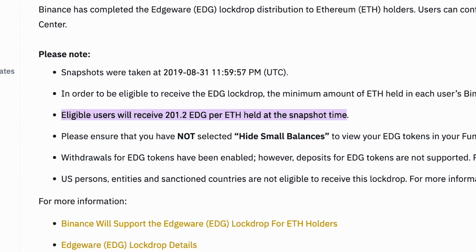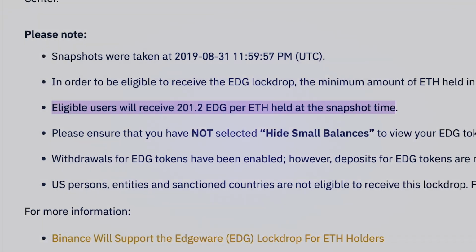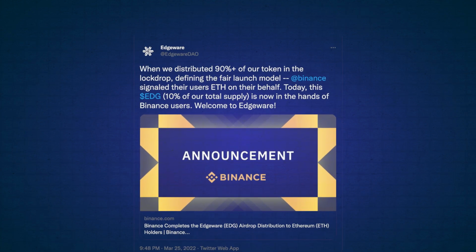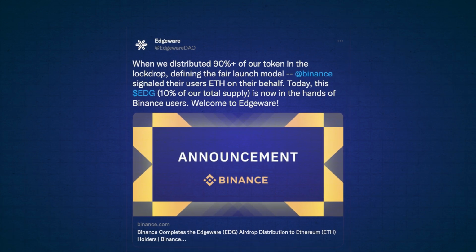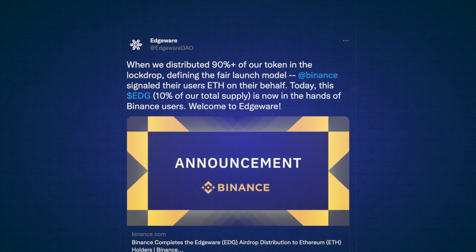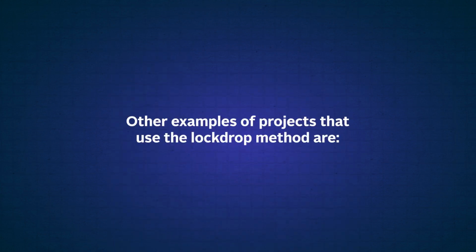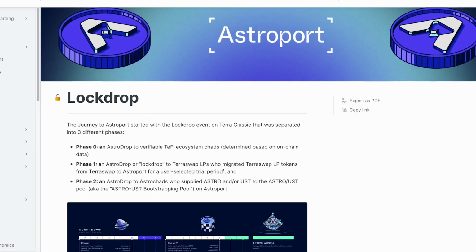Edgeware Lockdropped 201.2 Edge per ETH to Ethereum token holders. In a fair launch model, more than 90% of the Edgeware token, Edge, was distributed to Ethereum token holders, while 10% of the total Edge supply was allocated to the Edgeware team. Other examples of projects that use the Lockdrop method are Terra's Mars protocol and Astroport.